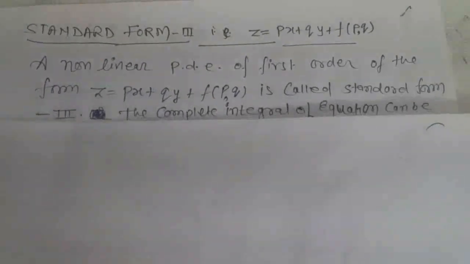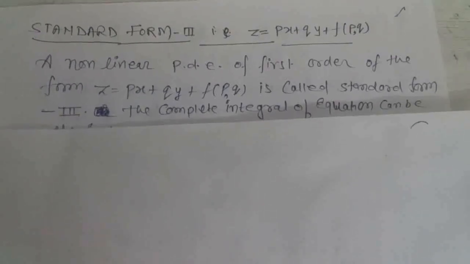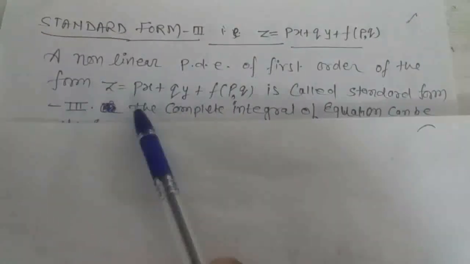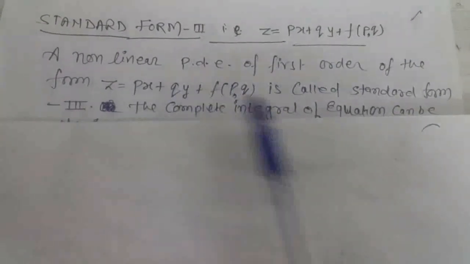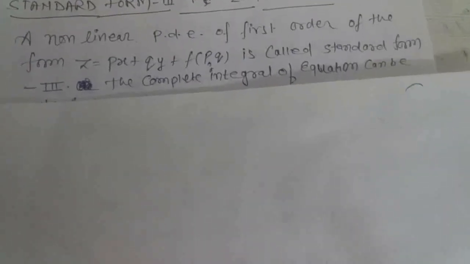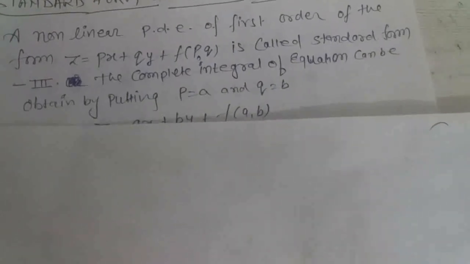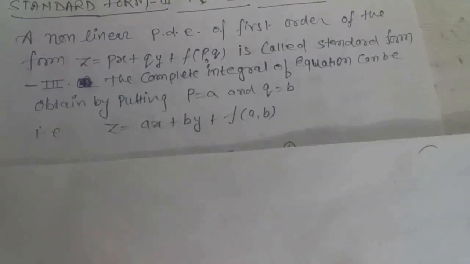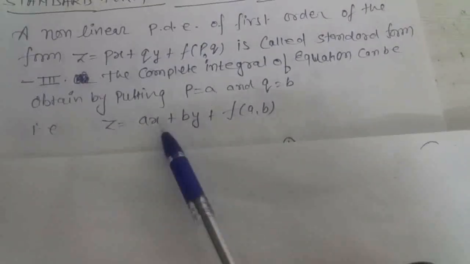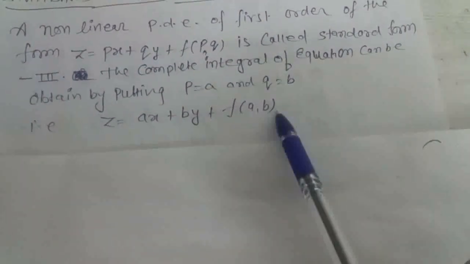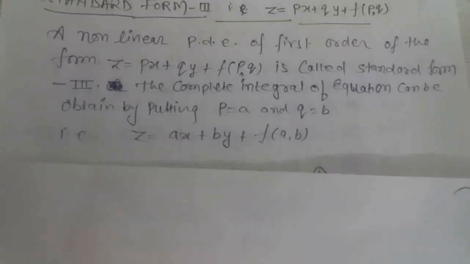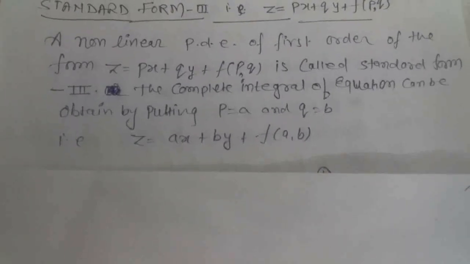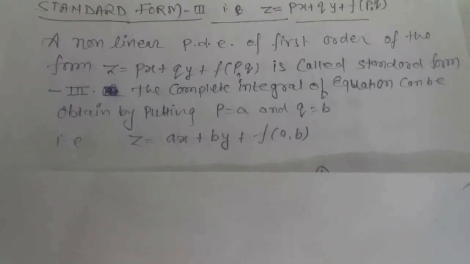The complete integral of Clairaut form can be obtained by simply replacing p by a and q by b. So the complete integral of standard form third can be obtained by putting p equal to a and q equal to b. We get z equal to ax plus by plus function of ab. So this is how we obtain the complete integral when the equation is in standard form third.